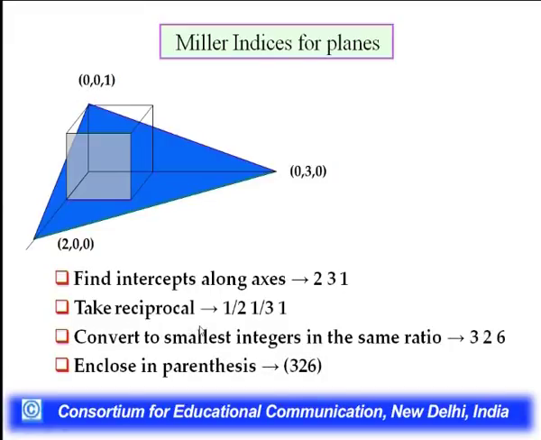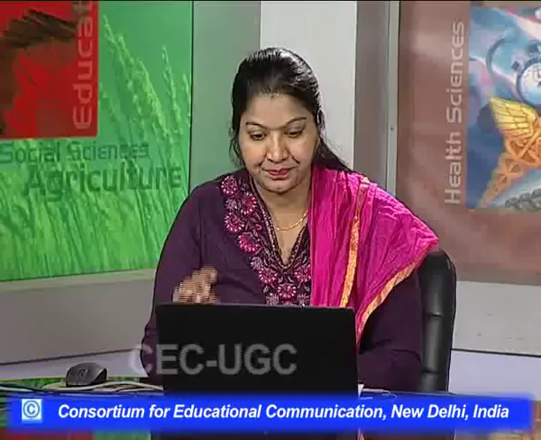Now we take the reciprocals, which are 1 by 2, 1 by 3 and 1 by 1, or we can write it as 1. Now convert to the smallest integers in the same ratio, which gives 3, 2, 6, and we put it in parentheses. Now 3 is H, 2 is K, and 6 is L. It means the HKL value is (3 2 6), or the address of this plane is (3 2 6), also known as the Miller indices of that plane.